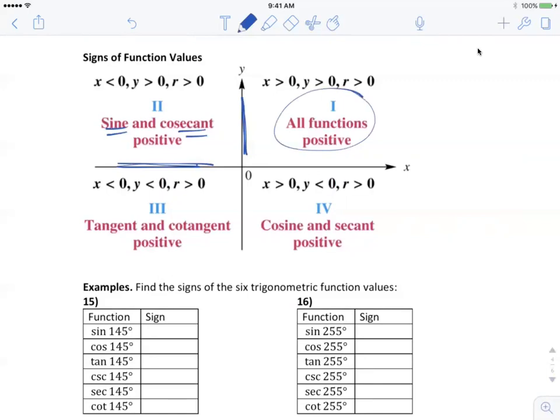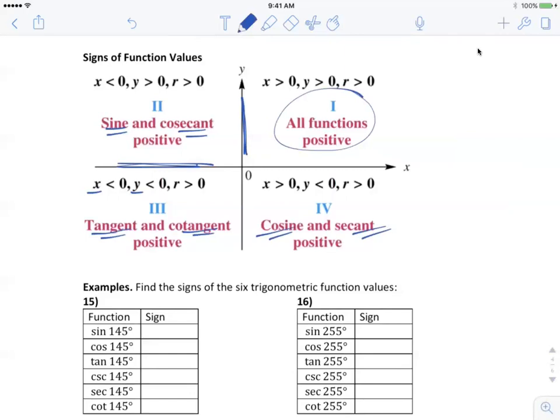Similar reasoning in quadrant 3, tangent is positive, and then so is cotangent. Everything else would be negative. The reason for that is because both x and y are negative, and if it's negative divided by negative for tangent, that will be a positive. Okay. And then finally in quadrant 4, just the cosine is positive, and then therefore the secant as well.